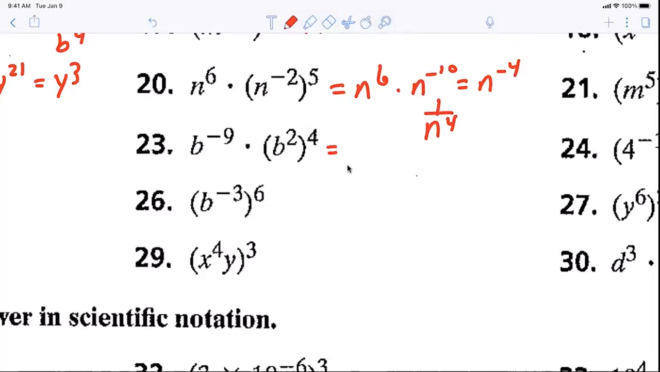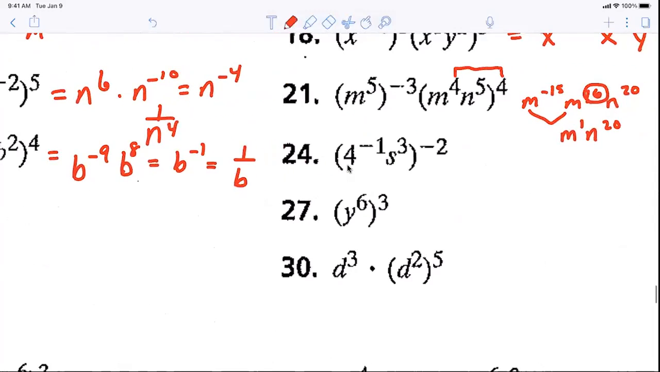So you do 2 times... okay, so b to the -9. Good job, kiddo. And then b, well, 2 times 4, so it's b to the 8, yes, which is b to the -1, which is very good. Yay, easy, good job, very good. All right, Connor, here we go, buddy.